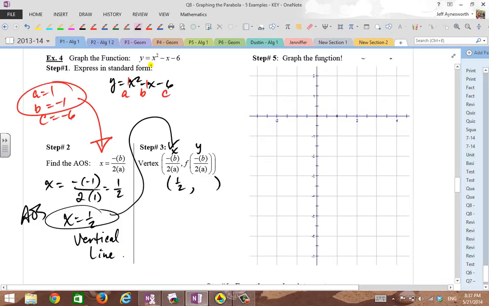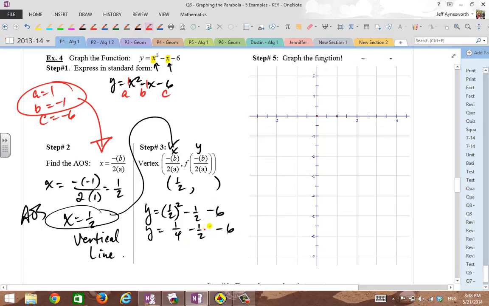How do I get that? Well, I substitute into my function. So I get y equals x squared minus x minus 6. I have to substitute wherever I see x, right here and right here. So I've got (1/2) squared, make sure you use parentheses there, minus 1/2 minus 6. That gives me 1/4 minus 1/2 minus 6. And as you guys know, we have to have common denominators here.